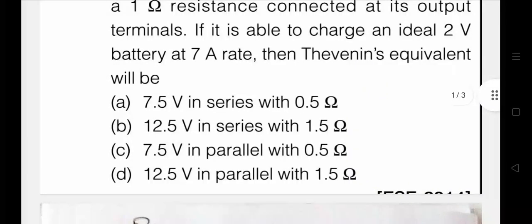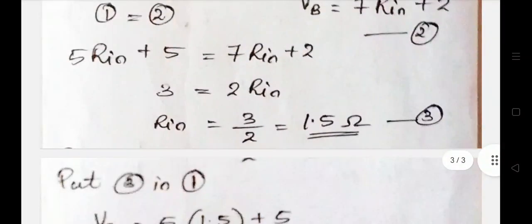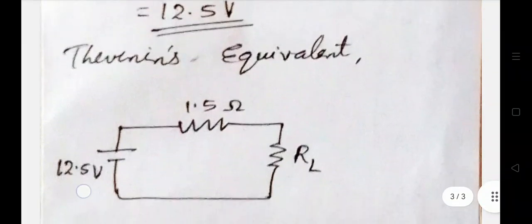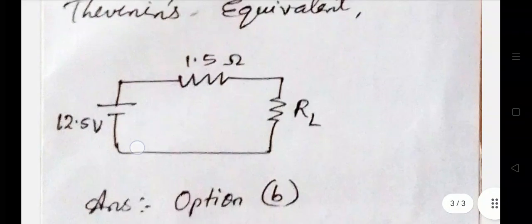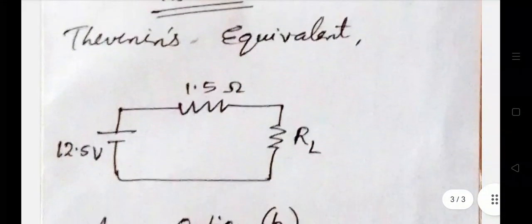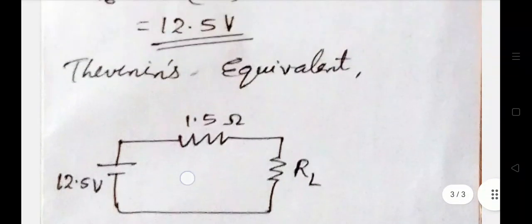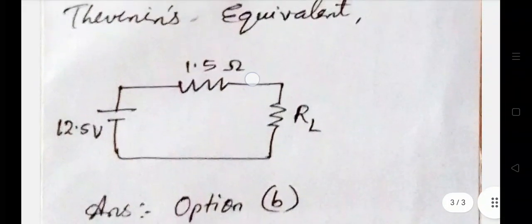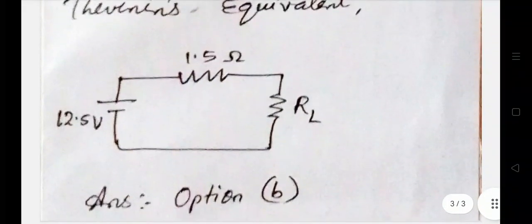Now the question asks for Thevenin's equivalent. There is no need to draw, but let's draw the circuit: VB is 12.5 volt, which is taken as Thevenin's voltage, and the internal resistance is 1.5 ohm, which is Thevenin's resistance, and whatever load resistance they give can be written here as RL. This is the Thevenin's equivalent circuit, that is, 12.5 volt connected in series with 1.5 ohm.